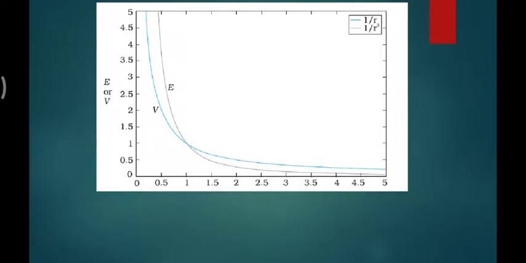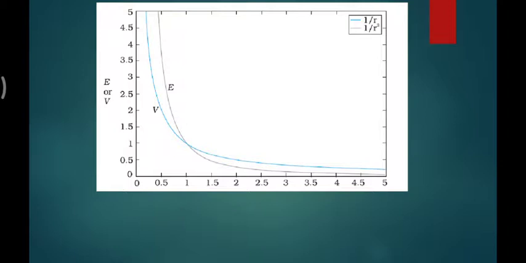When 1 upon R and 1 upon R square will be the same number, 1, if it is 1 meter, then 1 square is also 1. So the electric field and electric potential will be the same at 1. So you can see there is a cut in the graph. You can see this E reduces and goes, so it is 1 upon R square. It means it reduces much faster.